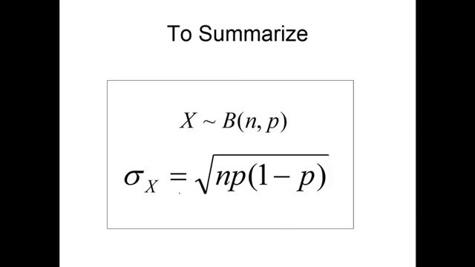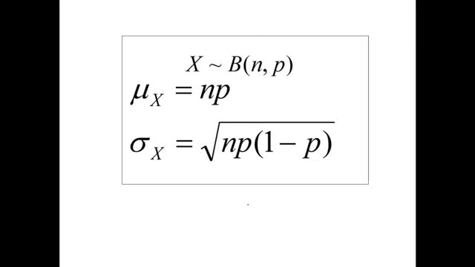And so we can summarize this by saying the standard deviation is the square root of np times 1 minus p. And we put both of these formulas, these hard-calculated formulas, together just to sit back and glow looking at them.